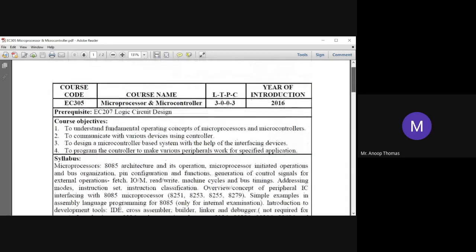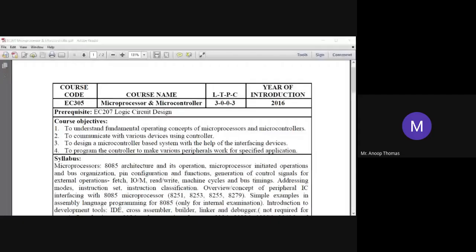Okay. So now we will move on to the CIS of this particular subject. I will just show you the CIS, and then we will explain the CIS part. Okay. Sorry.